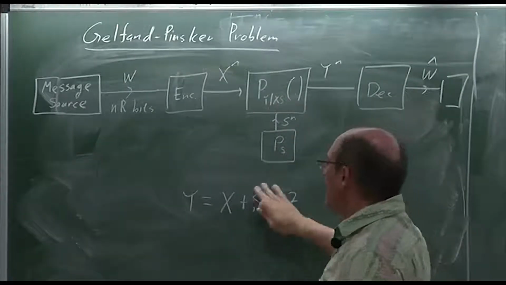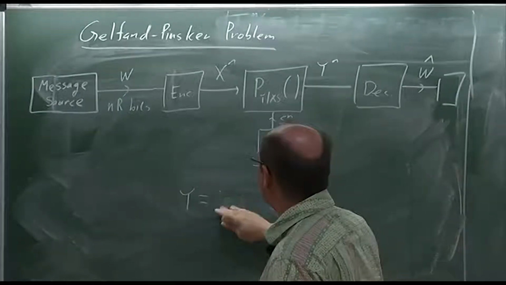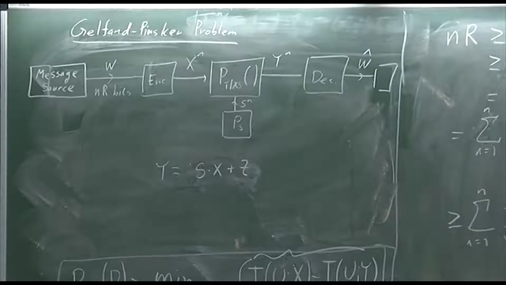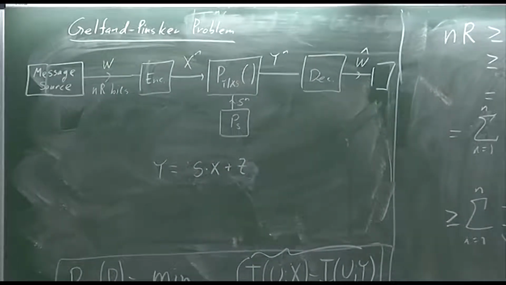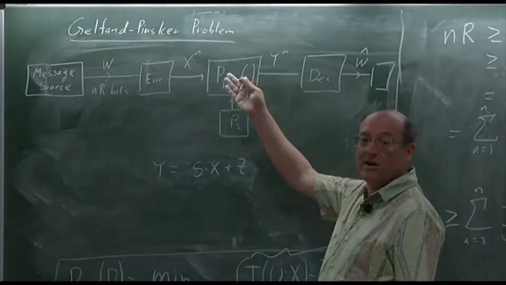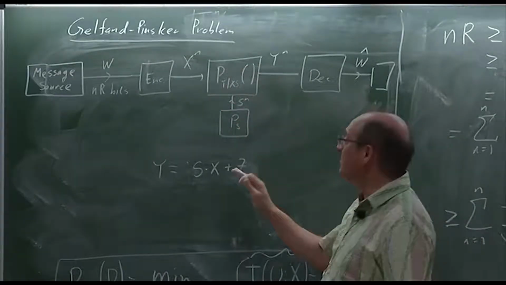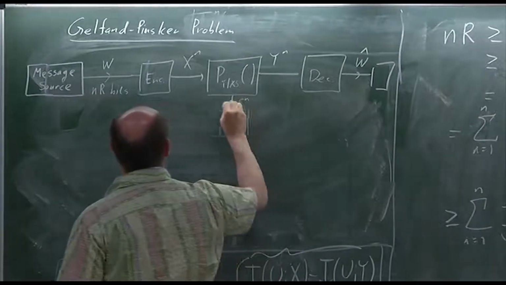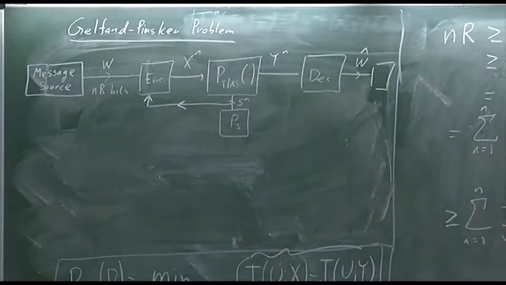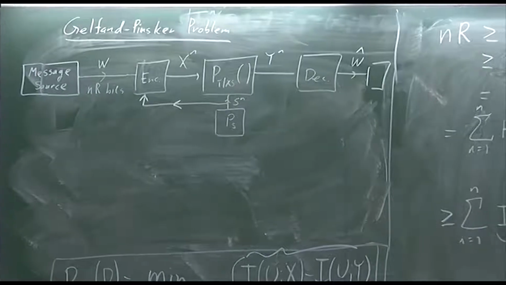It could be something else. It could be fading, like s times x plus z, and then you would have a fast fading problem. But the point is, it could be interference or fading, but there's an additional random process happening in the channel. Without anything more, this would just be a new channel P(y|x), averaged over s. But what's new here is that, for some weird reason, this state is known at the encoder but not at the decoder.